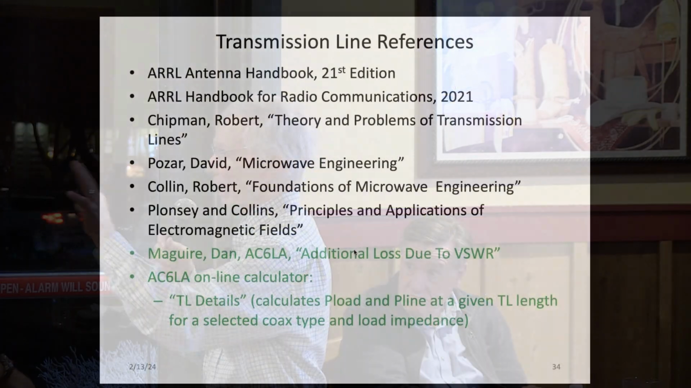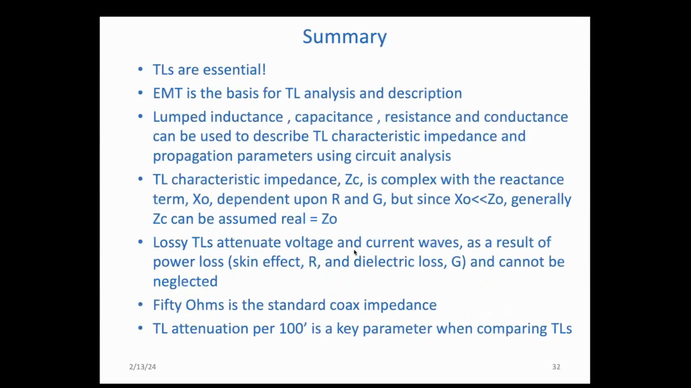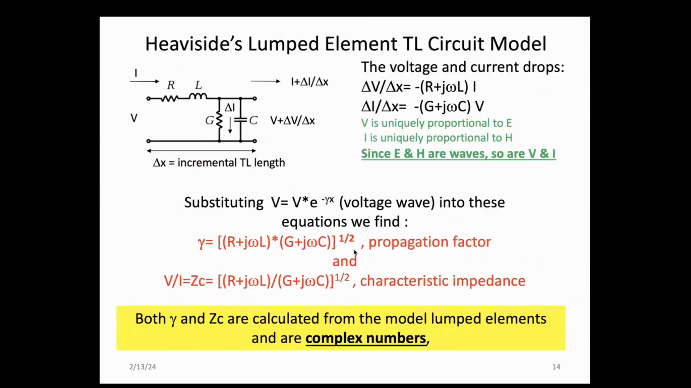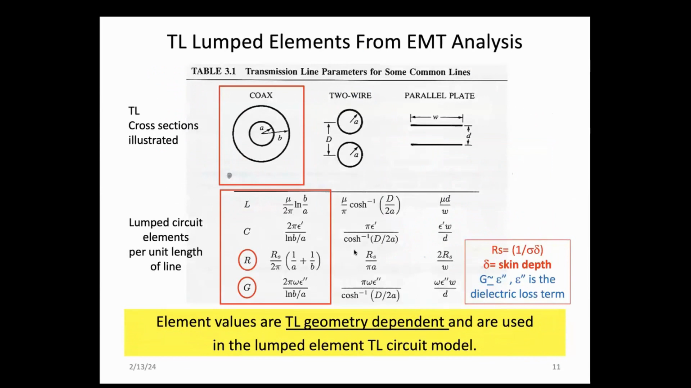Is that skin effect on the shield, or is that on the core of the coax? It's on both. Great question. If we zipped back, Sean, to the, keep going back. Yeah, there we go. You notice R is dependent upon 1/A plus 1/B. The first is the resistance of the skin effect on the inner conductor, and the other is the skin effect on the outer conductor. You're right. Thank you for pointing that out.